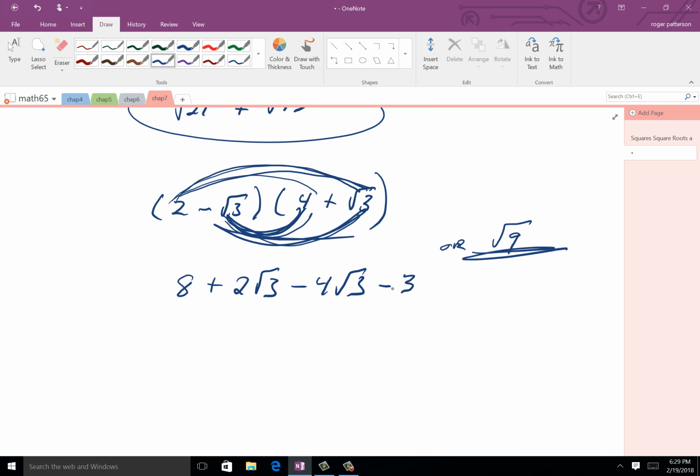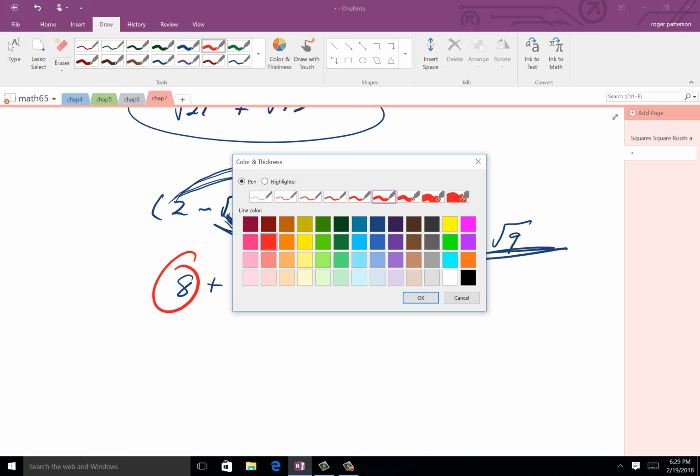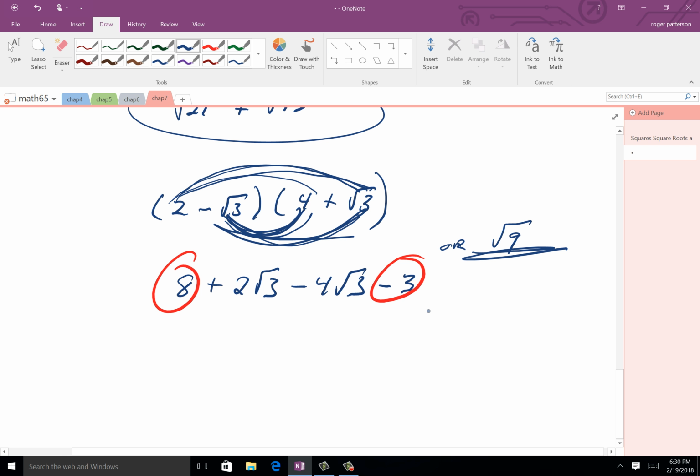So now we have to simplify this thing. Let's look at our commons. What is this going to give us? 5, right? Good. And then the stuff in the middle? Minus 2 square roots of 3.